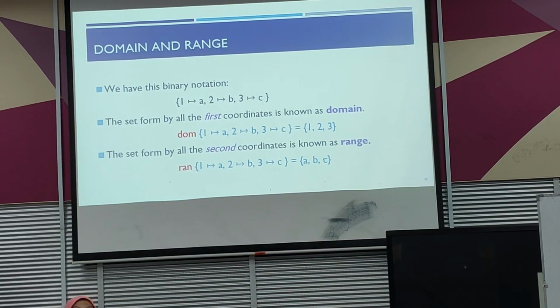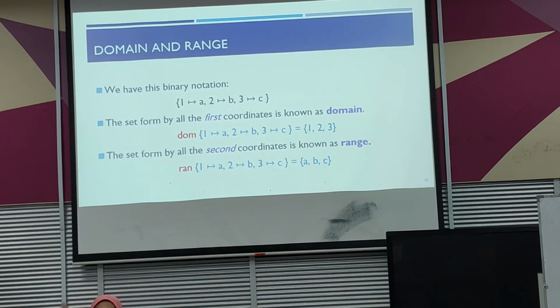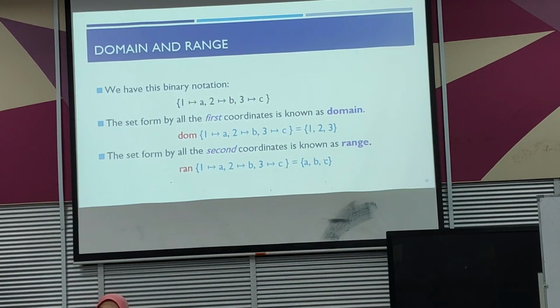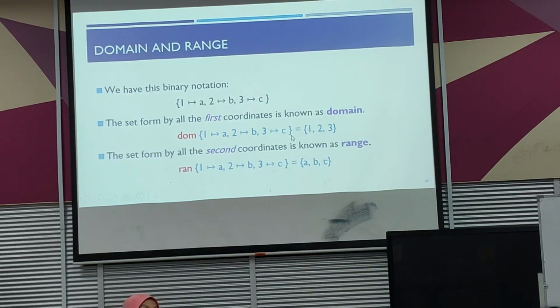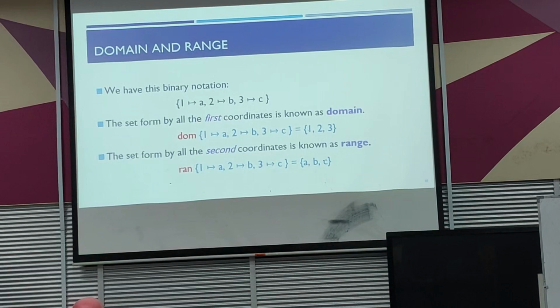So that is domain and range. Domain is all the first coordinates records, and range is all the second coordinates records. You list down all the data there. When you list down, because these are sets, you must put them inside curly braces.